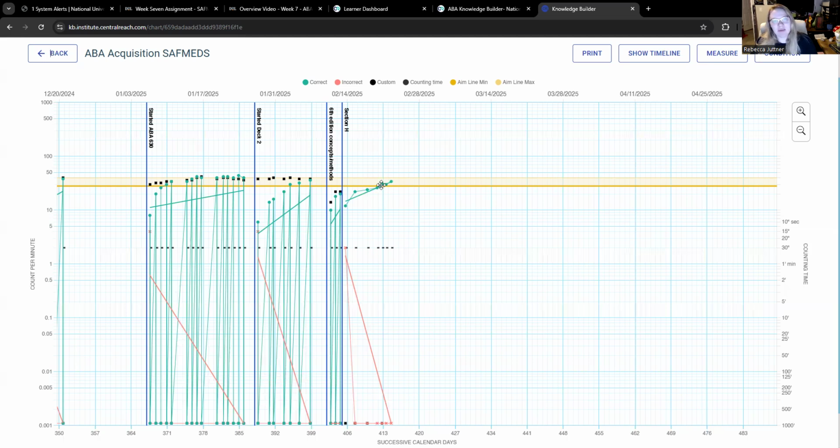I'm currently meeting the aim line with SAFMEDS H edition, and I've met the aim line on time with all the other decks, excluding the little hiccup when we got a little confused on the instructions. So we're all navigating this together.